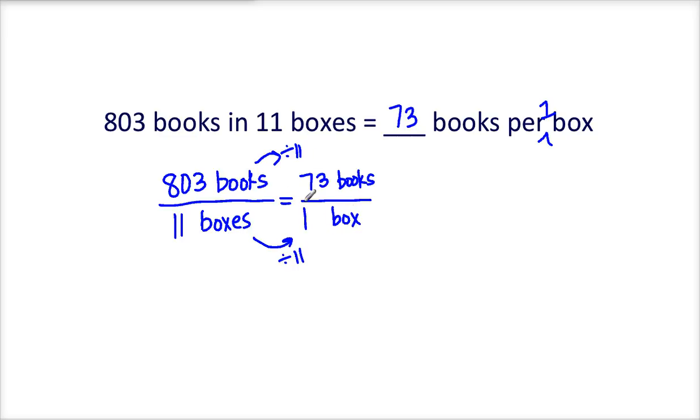And once again, you can check your cross products. 803 times 1 is 803, and 73 times 11 is 803 as well. So since 803 equals 803, then I know my rates are equal to each other, and so I know that I got the unit rate right.